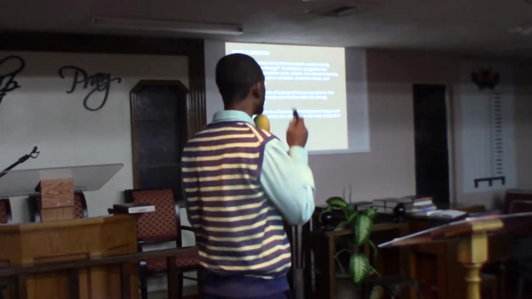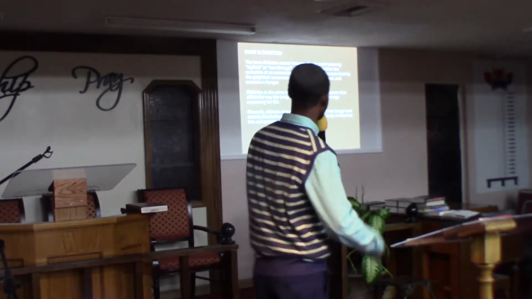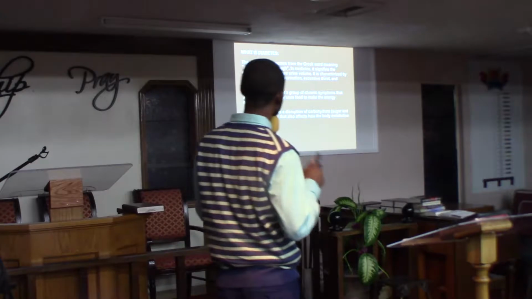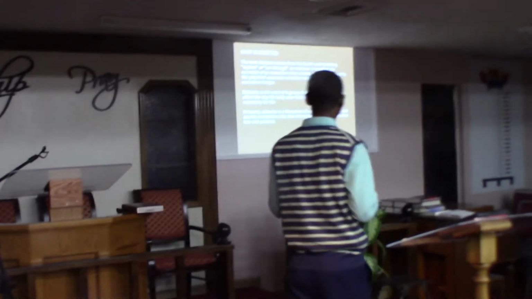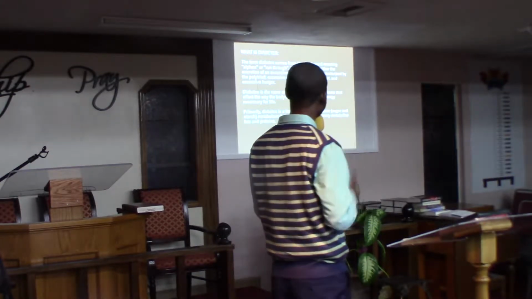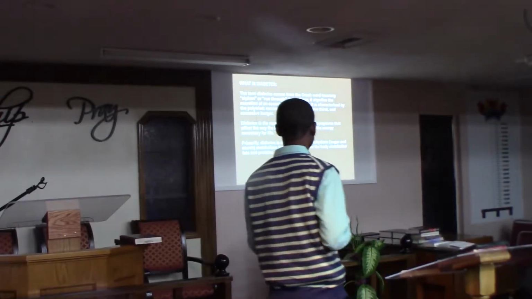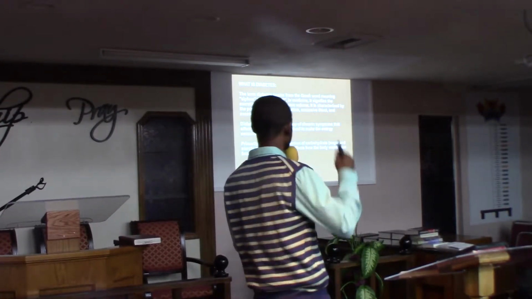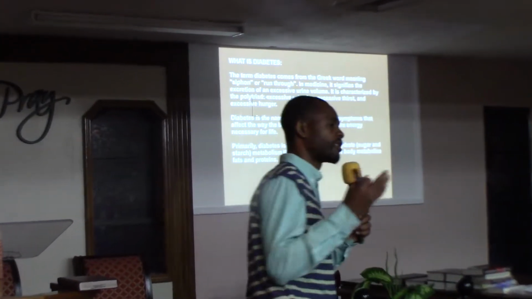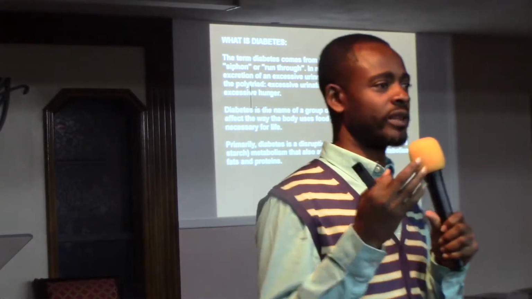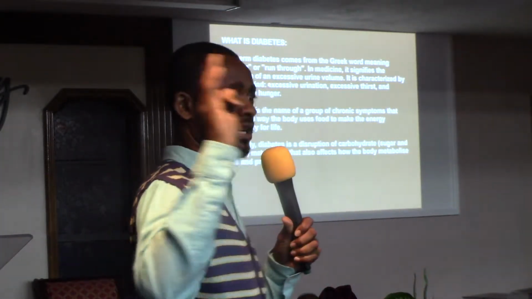All right. That's why I wanted you to see the video, because the video paints a beautiful picture. What is diabetes? The term diabetes comes from the Greek word meaning siphon or run through. In medicine, it signifies the excretion of an excessive urine volume. It is characterized by the polytriad: excessive urination, excessive thirst, and excessive hunger. Those are the three things that a doctor would look at when they try to diagnose you if you have diabetes. Am I correct, nurses?